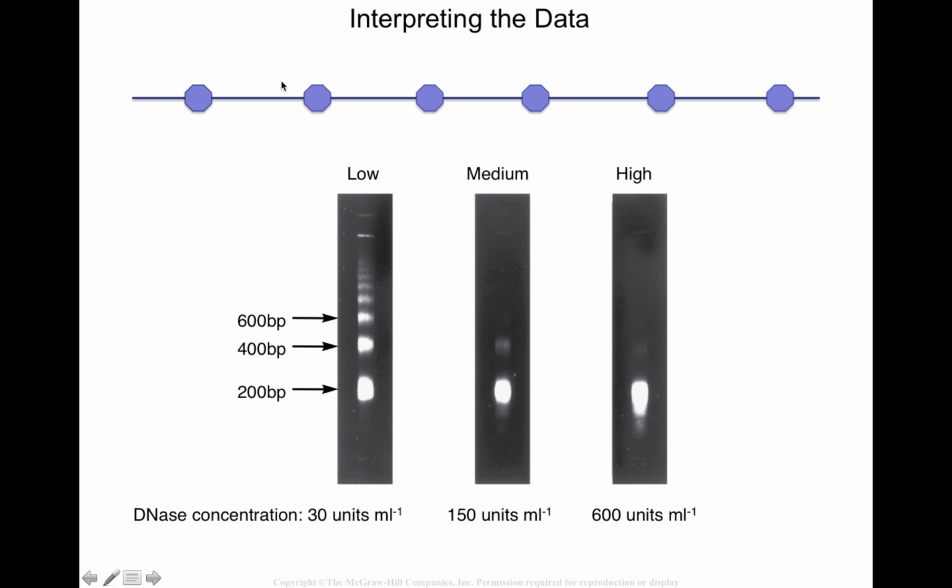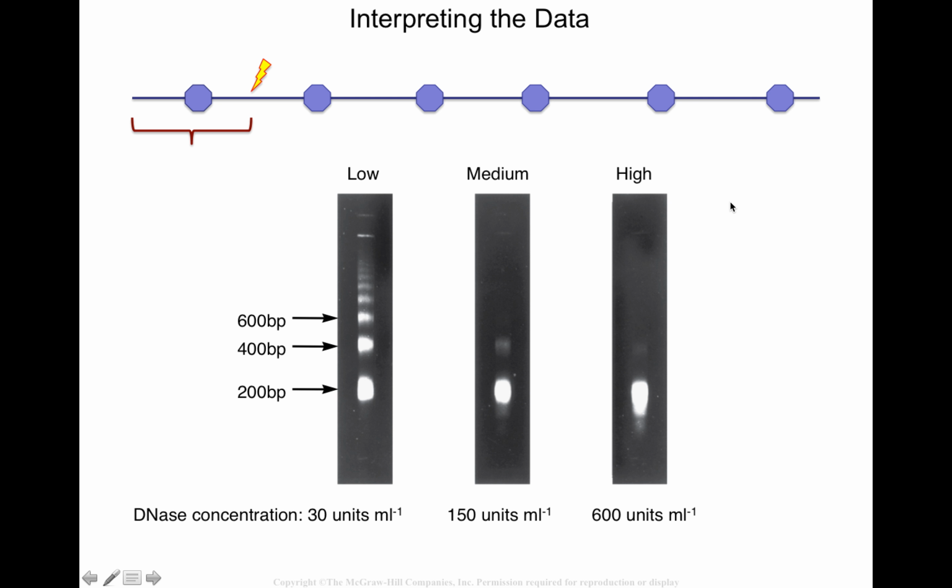Okay, here's a diagram of what he interpreted the chromatin structure to be afterwards. The octagons are supposed to represent the nucleosomes, and the straight line is the region of DNA that's in between the nucleosomes. Okay, let's look at the high concentration of DNase first. At the high concentration of DNase, the enzyme will cut the DNA in between the nucleosomes and leave a fragment of approximately 200 base pairs. Here.